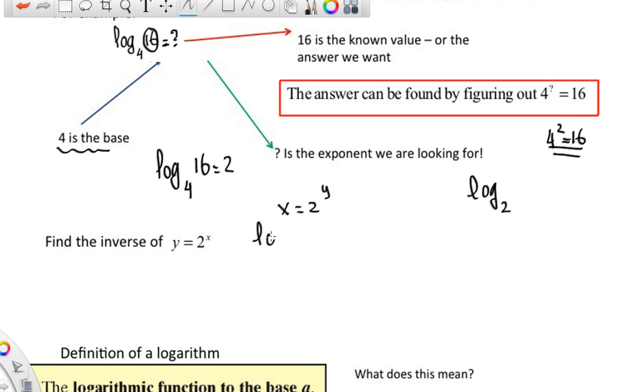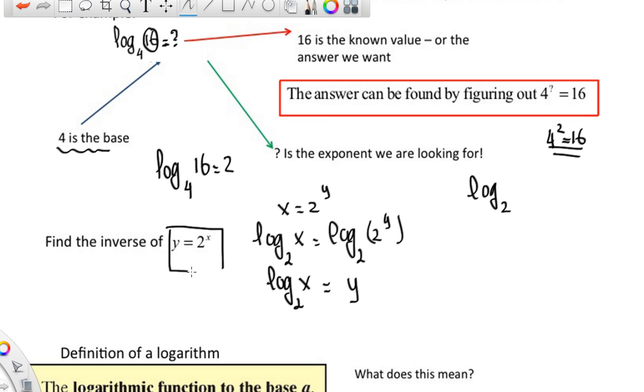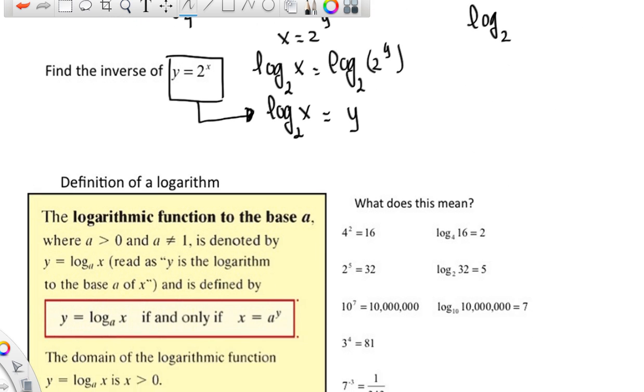So if I take the log base 2 of x, and I take the log base 2 of 2 to the power of y, the whole thing, then that should figure out what y is. So by definition, this gives you y. So that's it. The inverse of y equals 2 to the power of x is y equals the log base 2 of x. And that is the definition of a logarithmic function.